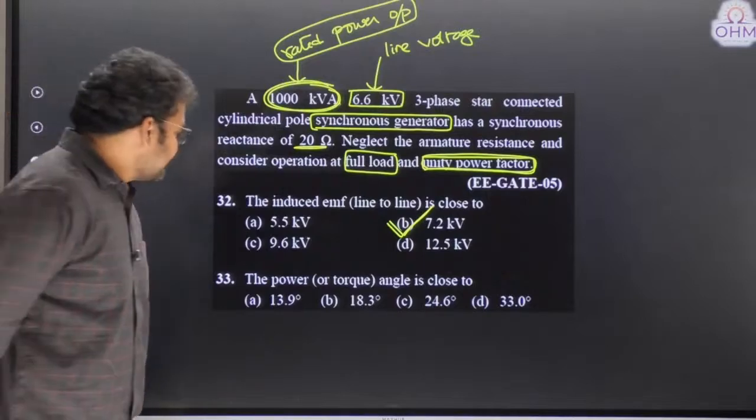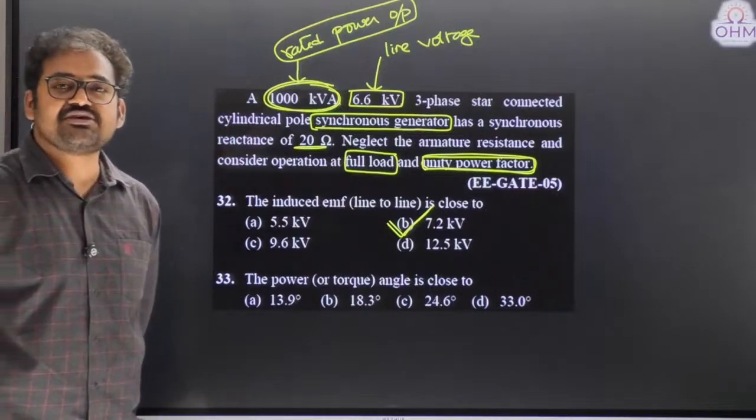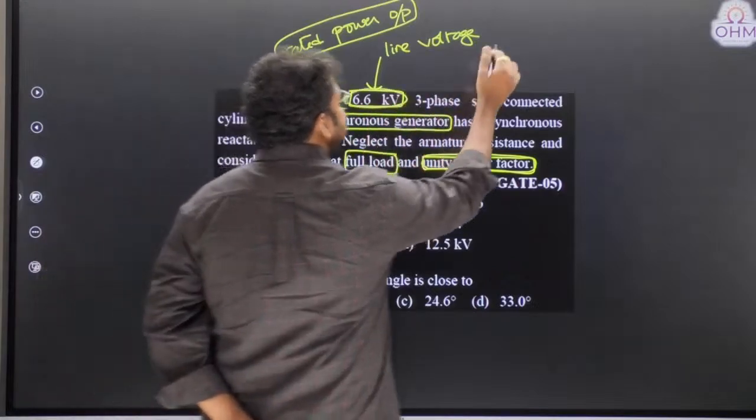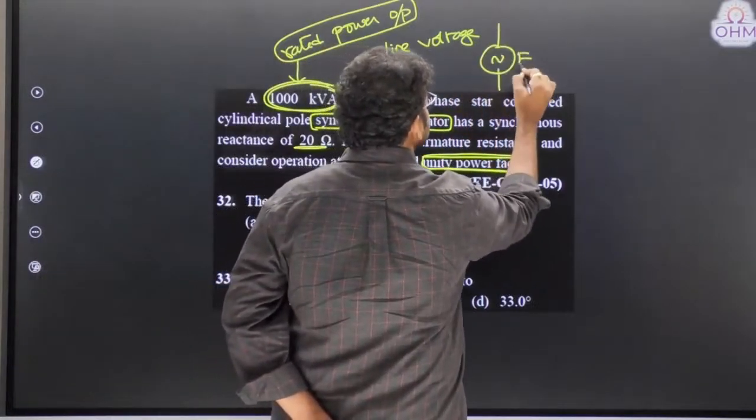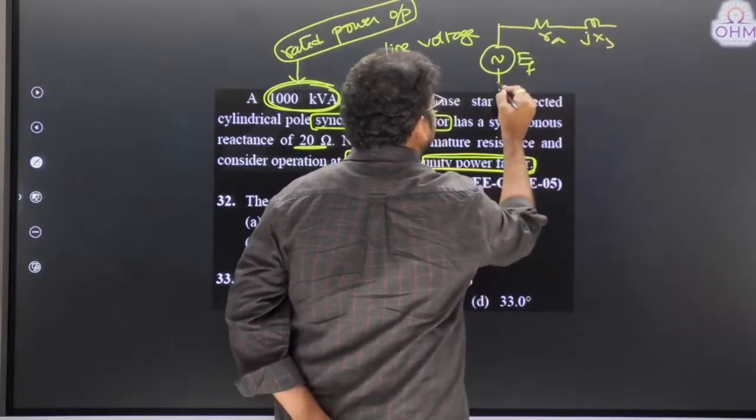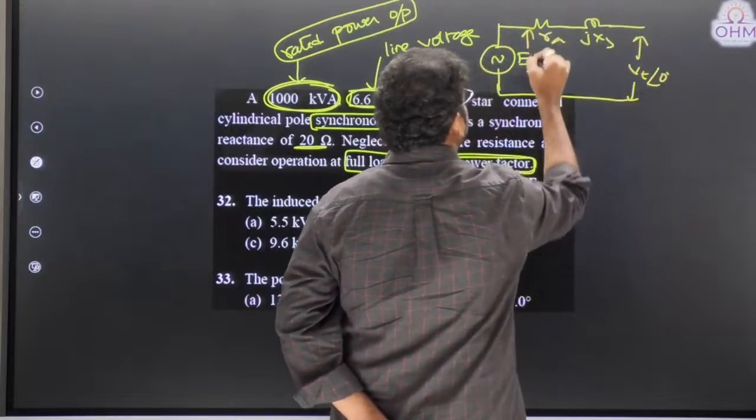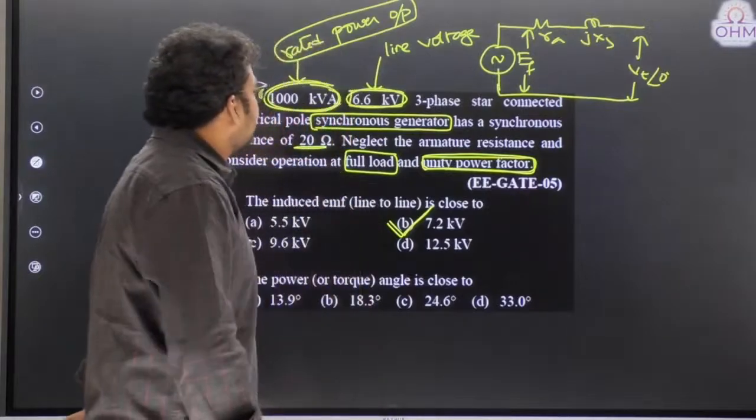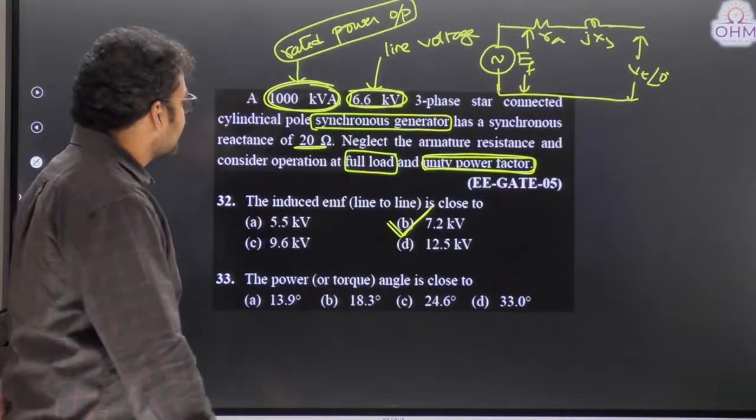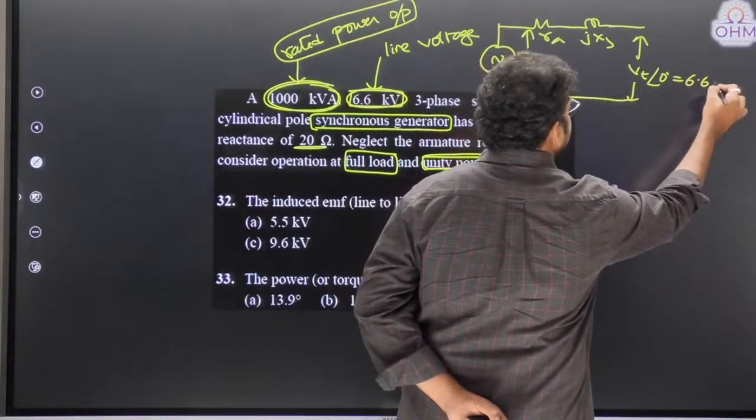See, if the question is a multiple choice type question, you can also try to answer without using a calculator as well. Because the terminal voltage is 6.6 kV. This is the induced EMF, guys. This is the resistance and this is the reactance. Okay, and this is the terminal voltage. Now as the line voltage was already 6.6 kV, what will be the induced EMF? This is 6.6 kV, guys.